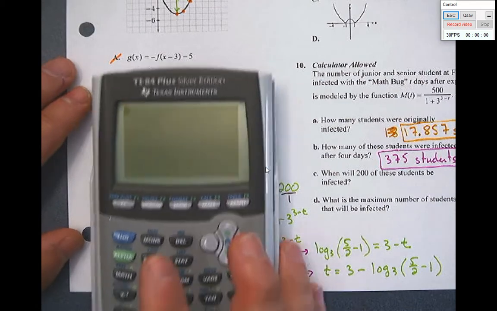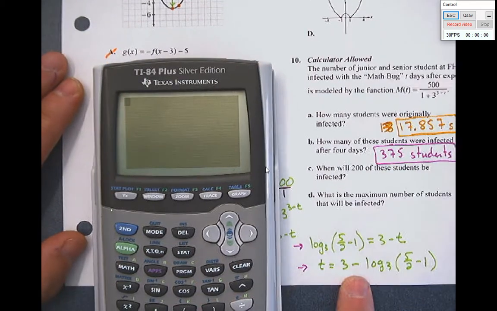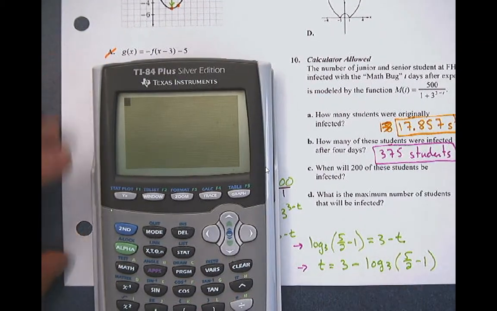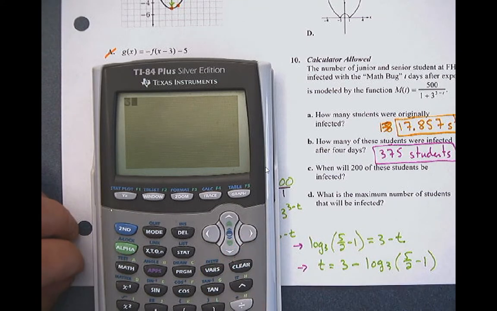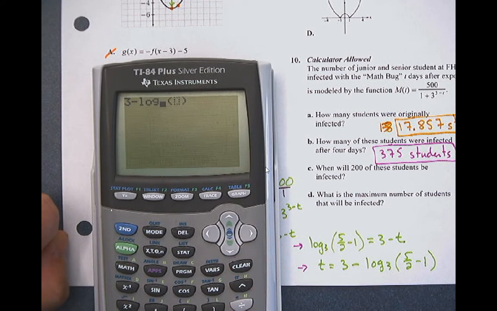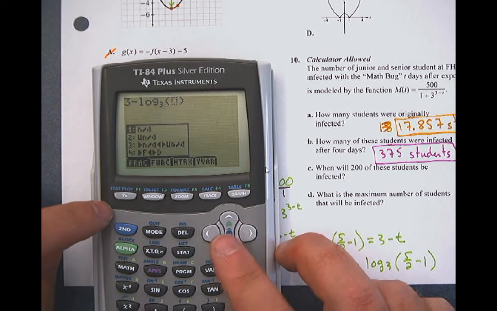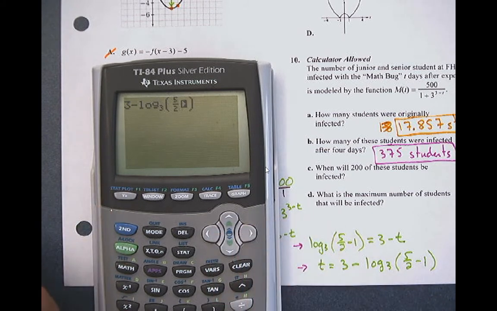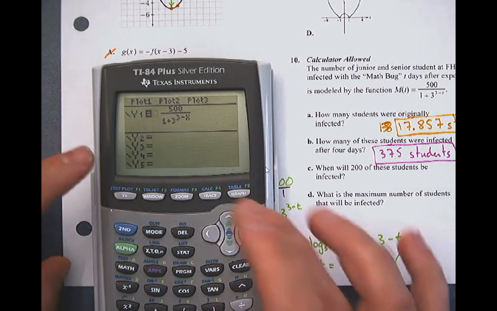Okay, so I'm going to try to evaluate this: 3 minus log base 3 of 5 over 2. So 3 minus, now I want to do log base 3. That's alpha F2 underneath log base, and it lets you put the 3 down there. 5 over 2 is a fraction, so I'm going to go alpha F1 again, 5 over 2 minus 1, and we should get some crazy number, 2.630.